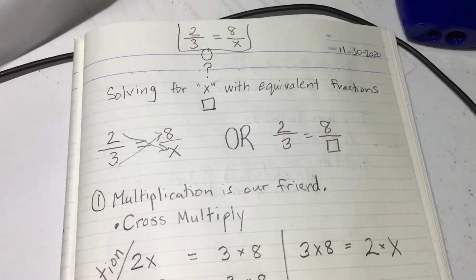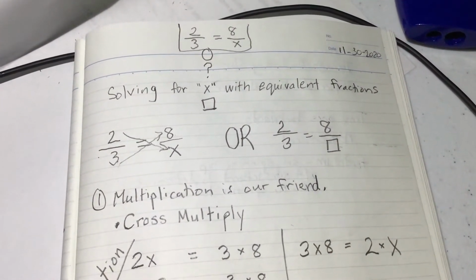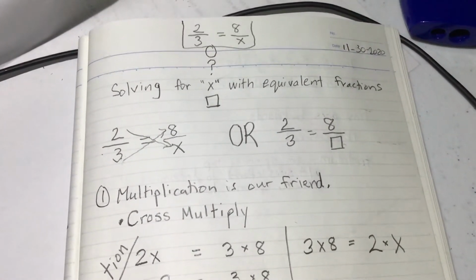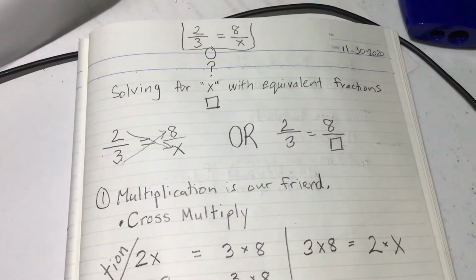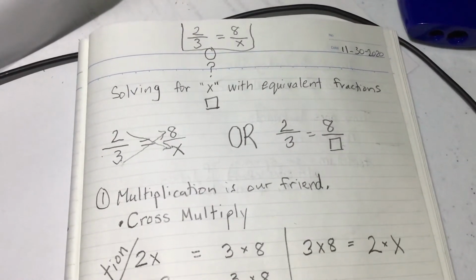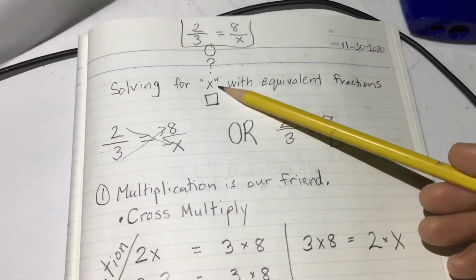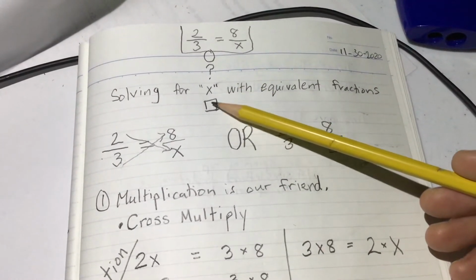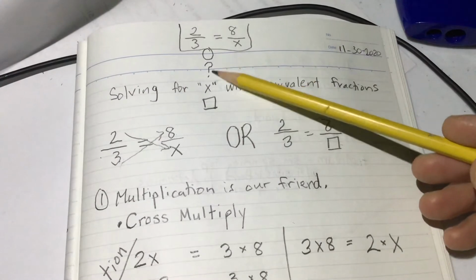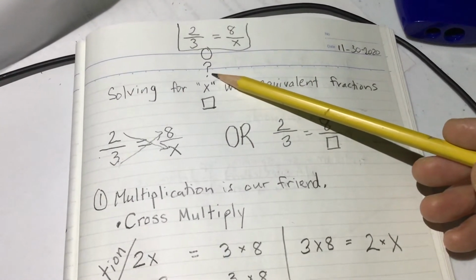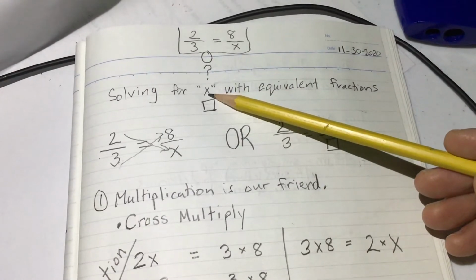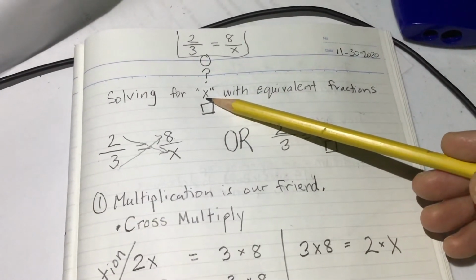Hello everyone. Today we're going to look at solving for x with equivalent fractions. So when we say x, it basically just means a number we don't know yet. You could substitute x with any of these things: a blank square, blank circle, a question mark. X is just the unknown. You could even substitute it with another letter if you want to.